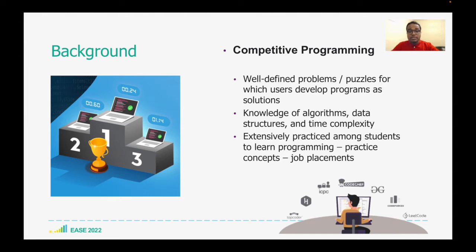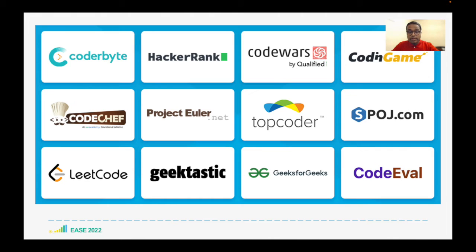CP is often practiced with the intent of learning how to code in a particular programming language, developing a better understanding of data structures and algorithms, writing efficient code, and writing it fast. The contestants are ranked on a leaderboard based on their solutions and submission time. Knowledge of algorithms, data structures, and time complexity are the focus points of competitive programming.